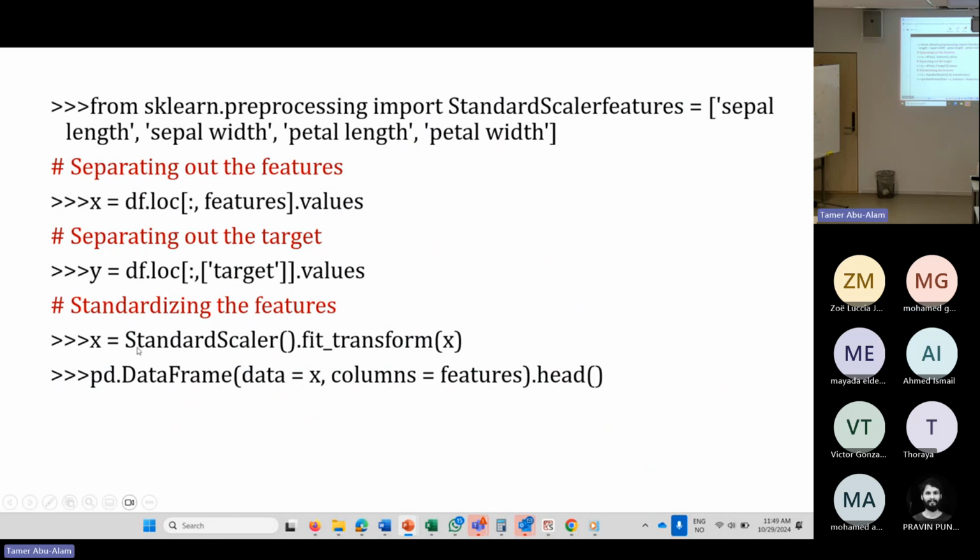Then they apply this equation to X, creating a new X, a new variable, where they standard scale all of our 4 variables and transform them to new numbers. Then they created a new data frame where they put all the new X. Easy peasy, right? So far easy.